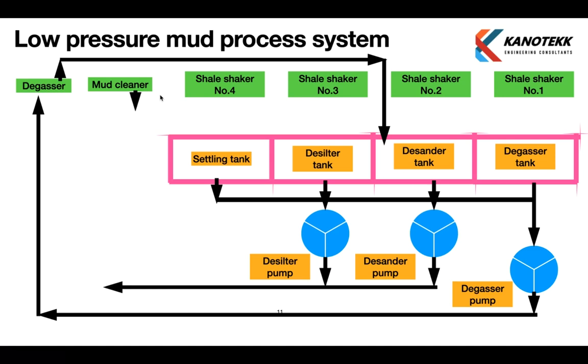The desander pump, which takes suction from the desander tank, or the desilter pump, which takes from the desilter tank, operate in parallel and go to the mud cleaner. It can discharge to the settling tank, desilter tank, or desander tank. Then we discharge through a manifold, which is not shown here. With this manifold, we can discharge to any tanks, and these pumps can be used simultaneously for any operation.